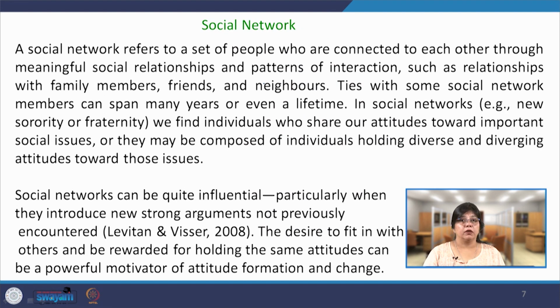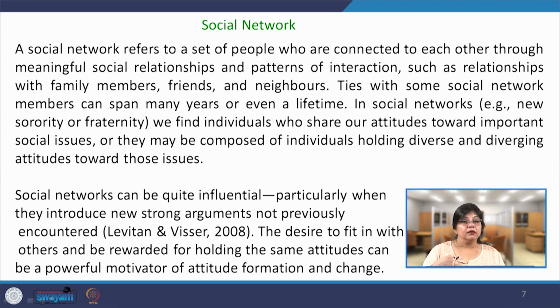Next comes the social network. Social network is one of the recent topics when we are talking about communication in social psychology. With the advent of technological advancements, social networks have evolved into one of the most important aspects of social psychology and human interaction. When we talk about a social network, we understand the literal meaning, but the significance is very deep, and it refers to a set of people who are connected to each other through meaningful social relationships and patterns of interaction. People get connected to special groups with whom they identify, and they experience that there is some sort of similarity in their attitudes and beliefs, or they have diverse beliefs and attitudinal behaviors which a person can relate to.